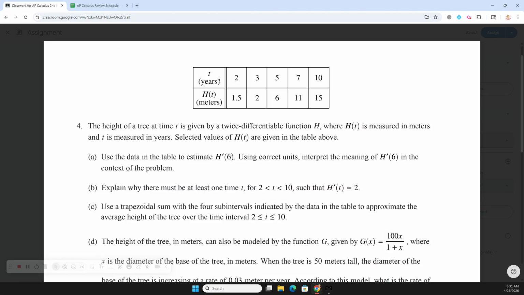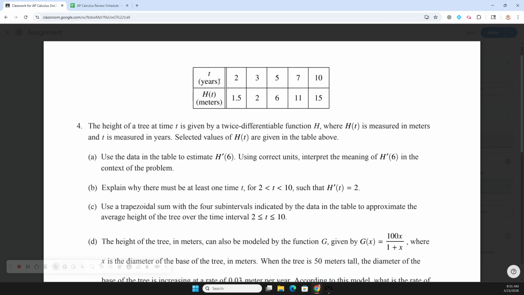All right, and then for letter B, we want to explain why there must be at least one time t for t between 0 and 2, such that h prime of t equals 2. This is the mean value theorem. We're saying that there must be one time where the average rate of change is equal to the instantaneous rate of change.